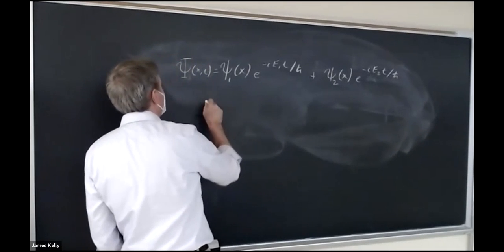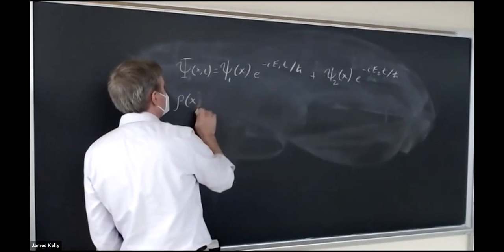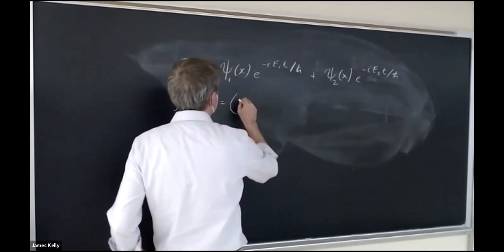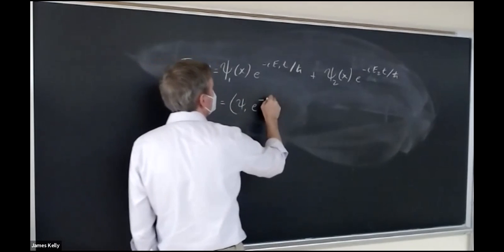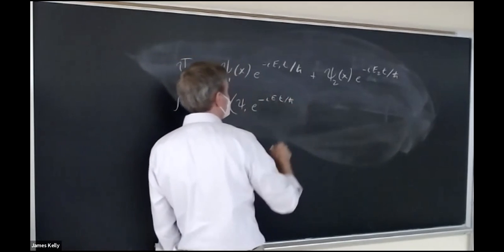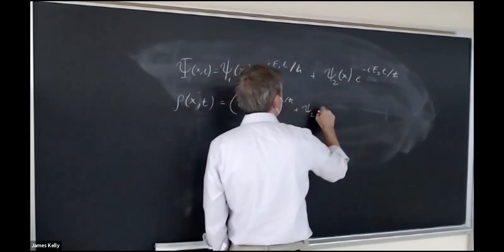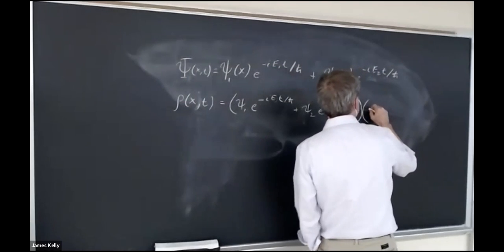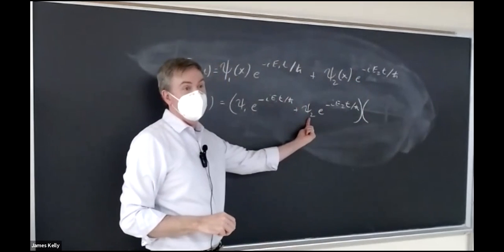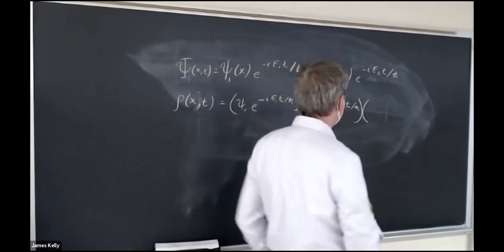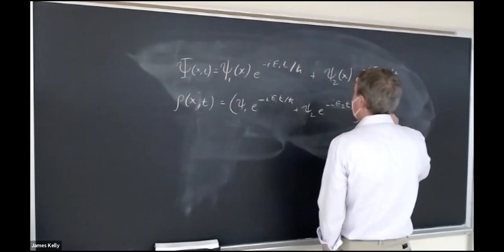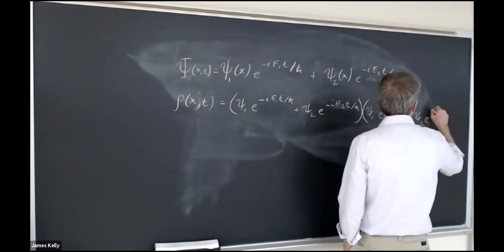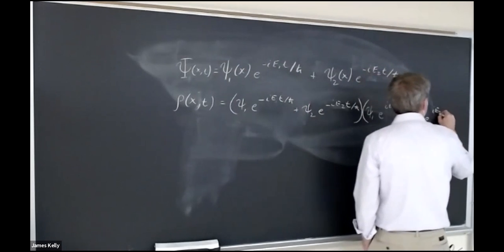It's sort of a pain to write, but let's say I want to calculate rho of x and t. What I would do is just take the magnitude squared of this. Psi 1 e to the minus i E1 t over h bar, I'm going to leave all the time stuff in because we need it, plus psi 2 e to the minus i E2 t over h bar. That's my psi. Now let's multiply by psi star. Psi 1 and psi 2 are real, so I don't really need to star them; their complex conjugate is the same thing back. So I'm going to get psi 1 times e to the plus i E1 t over h bar plus psi 2 e to the plus i E2 t over h bar.